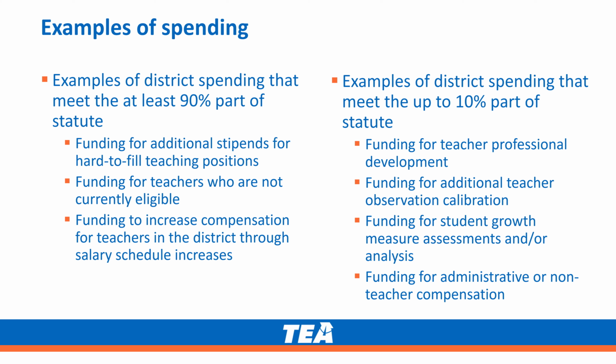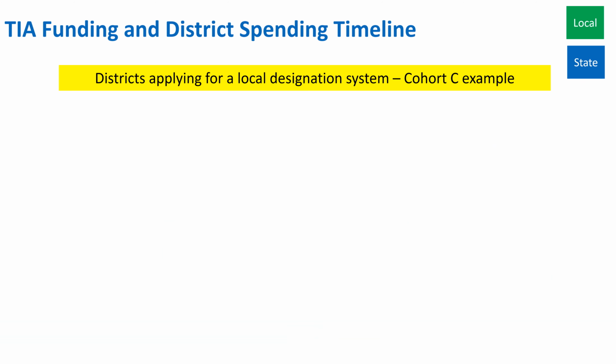Some examples of how districts are choosing to spend the up to 10% part of statute include funding for teacher professional development, funding for additional teacher observation calibration, funding for student growth measure assessments and/or analysis, and also funding for administrative or non-teacher compensation.